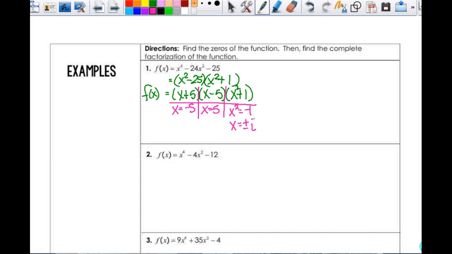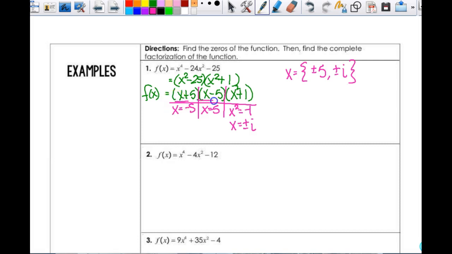Okay, everybody good with all that? So our zeros are plus or minus 5 and plus or minus i. Okay, everybody good? That's as far as we got on the front. That's, hey, I found them. They're imaginary. I don't know what to do with them, but I can find them. And then we factor it completely.